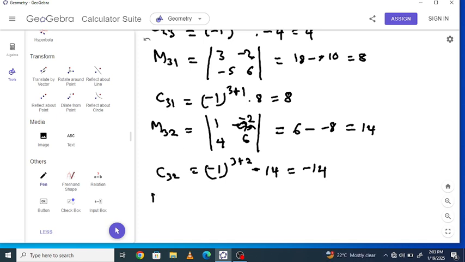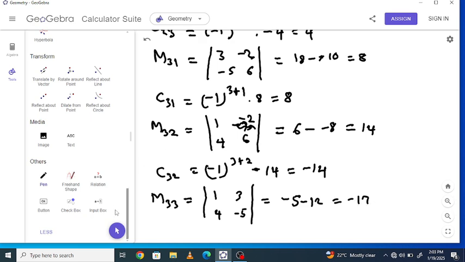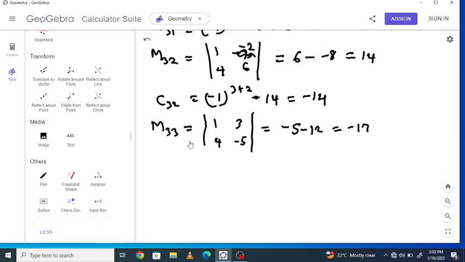And lastly, we have M33, which is equal to 1, 3, 4, negative 5. We are going to have negative 5 minus 12, which is negative 17. But now you can see 3 plus 3 is 6, so our cofactor definitely will remain. It will not change. So you're going to have C33, which is negative 1 raised to power 3 plus 3 times negative 17, which is negative 17.